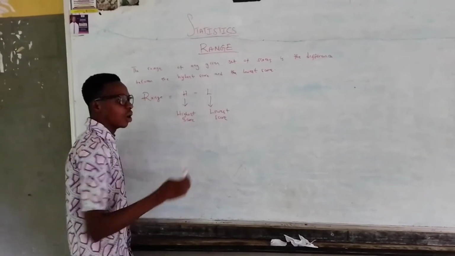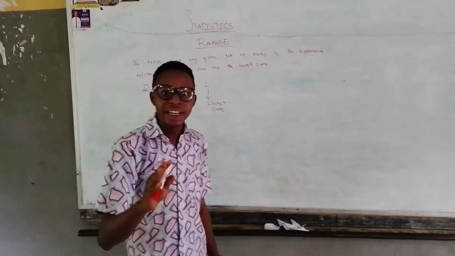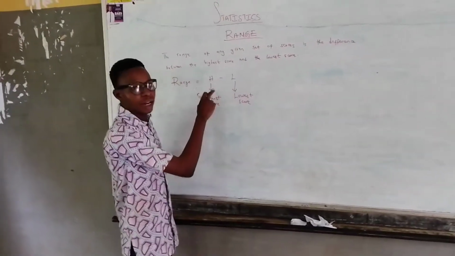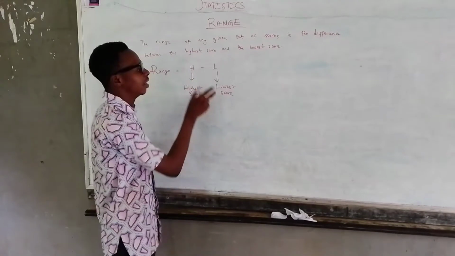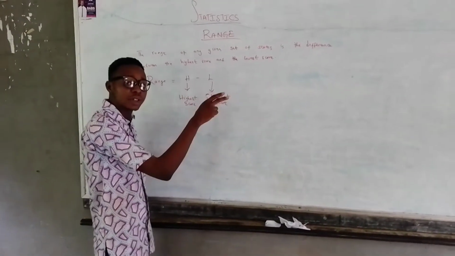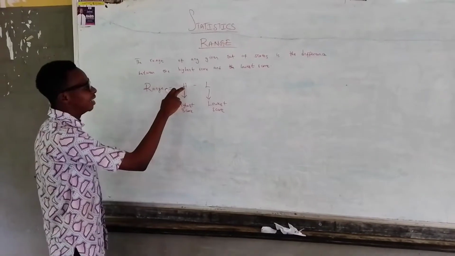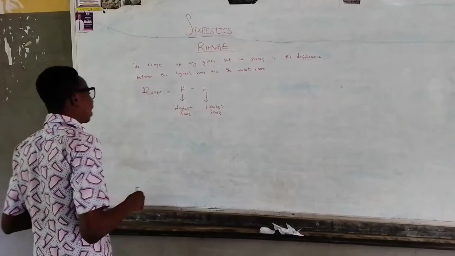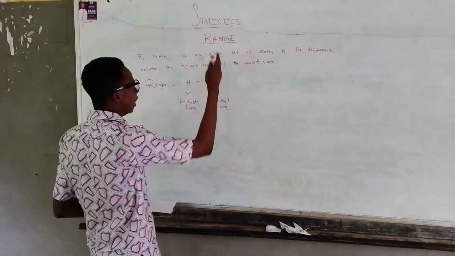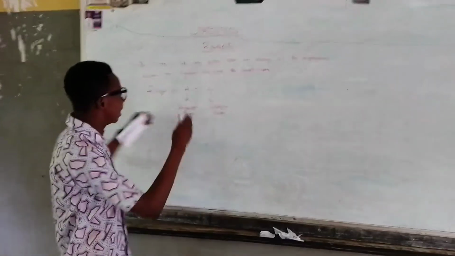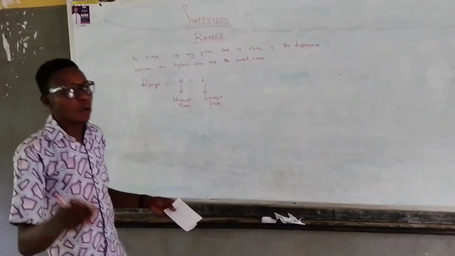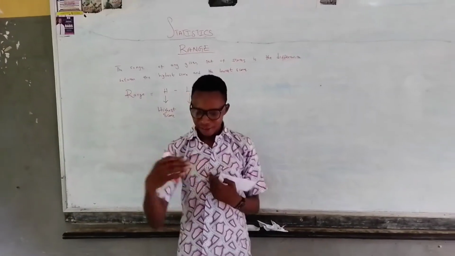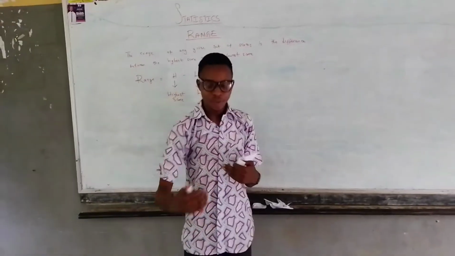So whatever set of scores you are given, you don't need to stress yourself when working on range. Just remember this formula: H minus L, the difference between the highest and the lowest score. Range tells us the distance between the largest score and the smallest score. Just like I'm standing here and another person is standing there, there is a distance between the two of us.